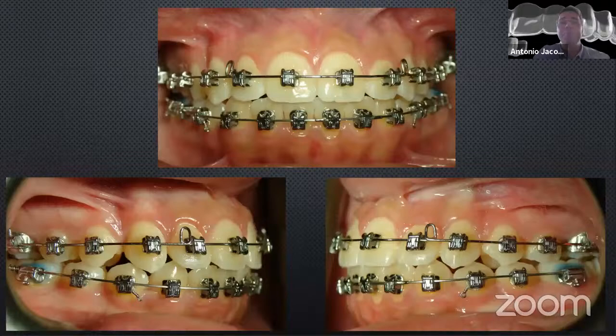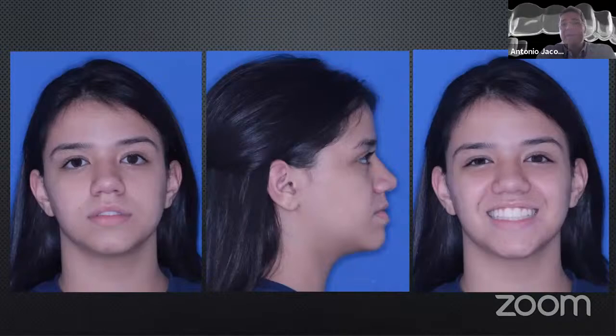end of the treatment. The patient was a little bit concerned about the time because it took a little bit longer than we expected, but we had success. Both of the canines erupted passively without the need of any surgery at all. And this is a very interesting procedure, right? The patient was very happy.